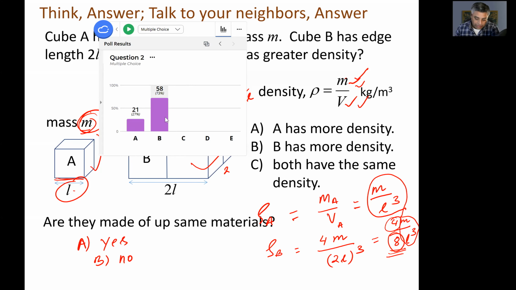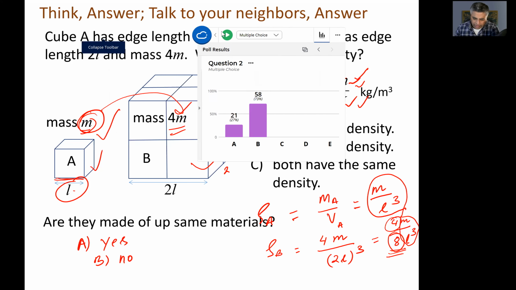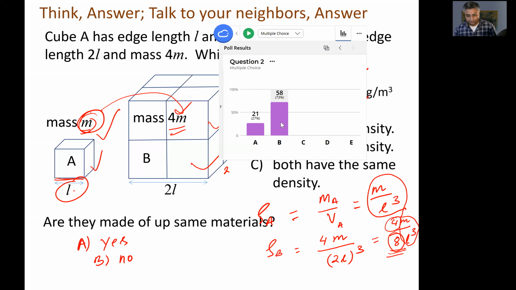Okay, so if I'm thinking B as the correct answer, am I right? And why? Well, I said that they were made of the same material just because the mass M value is the same between the two. They are made up of same material because mass and volume are same? That's what I had put together as why they were the same.